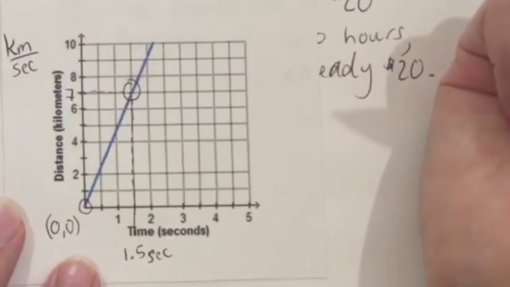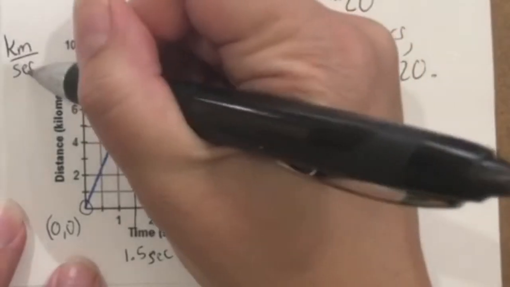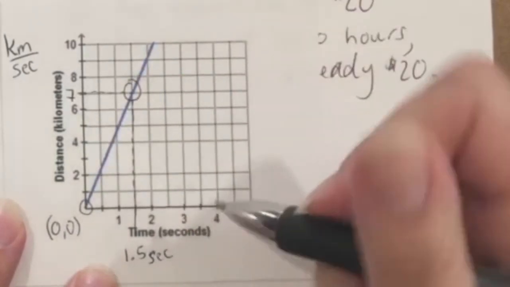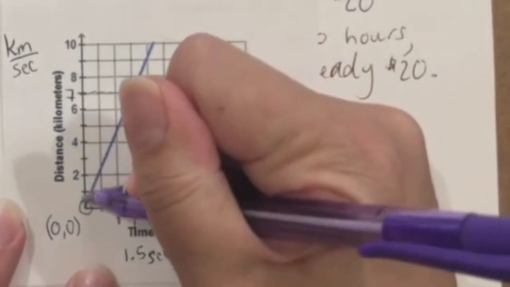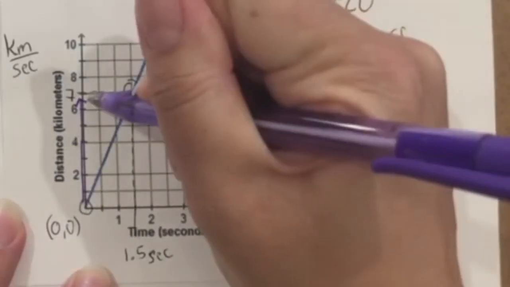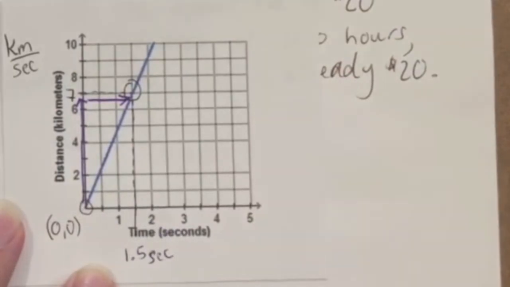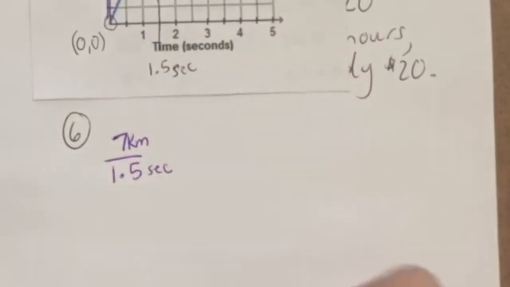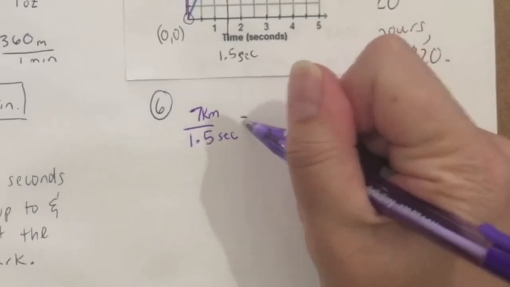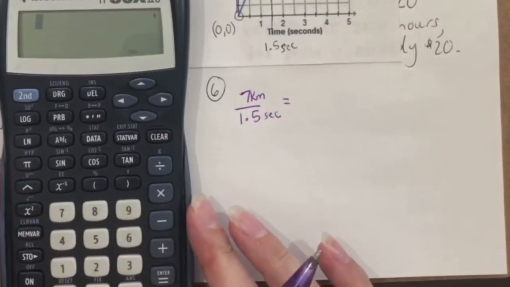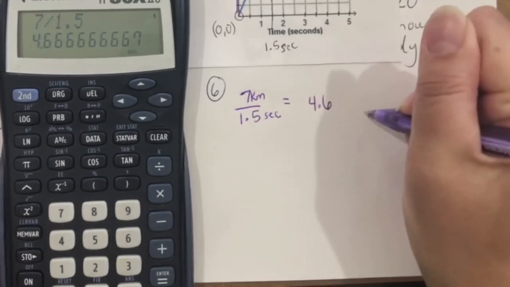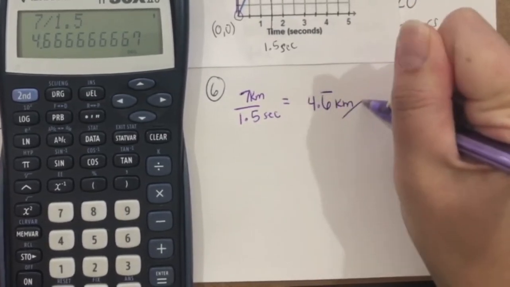Okay? So if we're doing the kilometers per second, that is 7 kilometers in 1.5 seconds. And I know I can use those exact numbers because we started at 0, 0. So we go up from 0 to 7, and we go over from 0 to 1.5. So that is 7 over 1.5, and that was kilometers and seconds. So now we can calculate that. 7 divided by 1.5 equals 4.6 repeating kilometers per second.